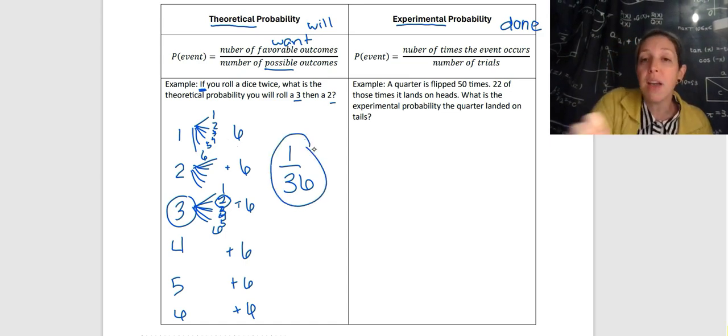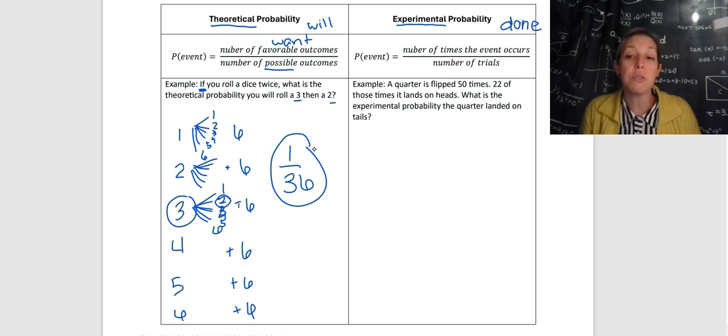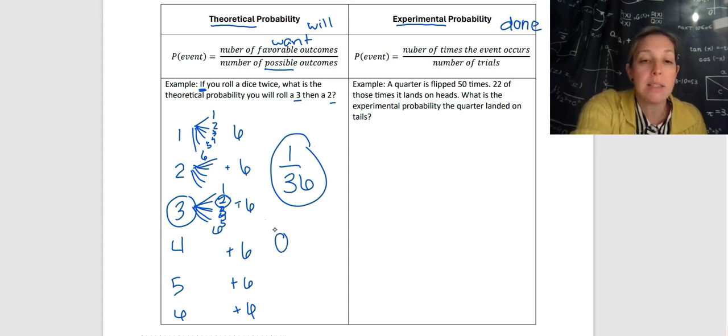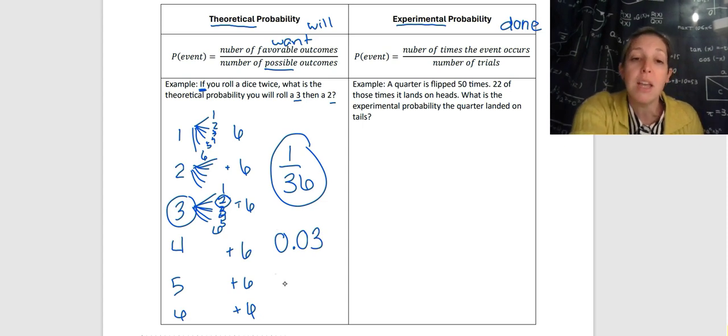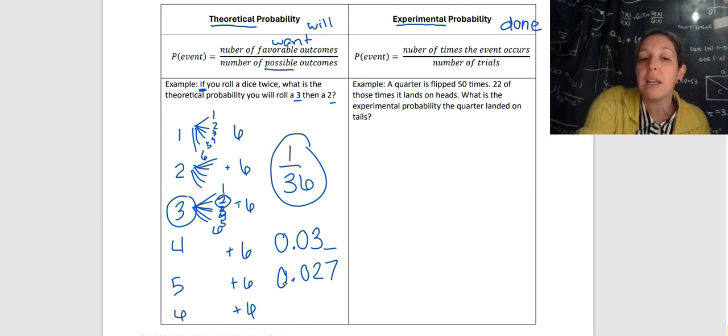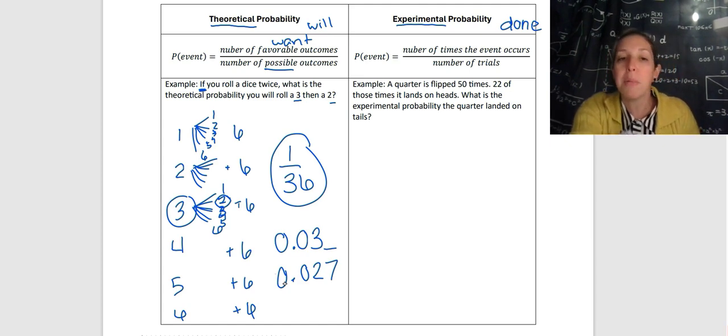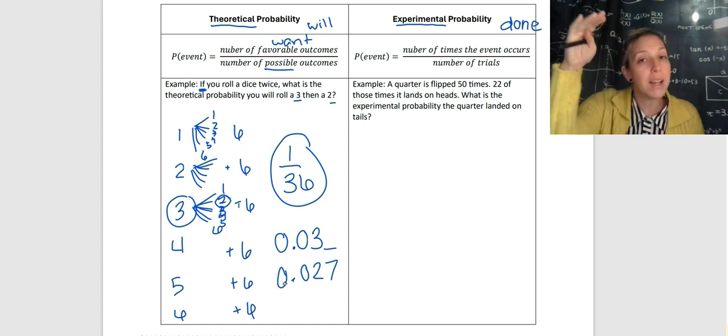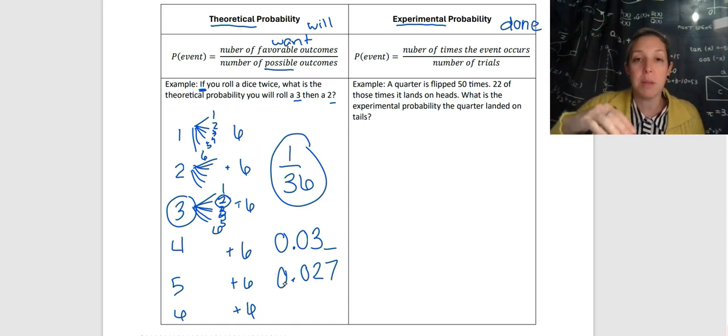So you could leave it as a fraction. If you're doing multiple choice and your answer options are decimals, you just type into your calculator 1 divided by 36. I'm going to get 0.027. So the probability is approximately 0.03 if I'm rounding. You might also see this written as 0.027 repeating. So it just kind of depends on the problem. But that's how you would do theoretical probability. What you want over all of the possibilities.